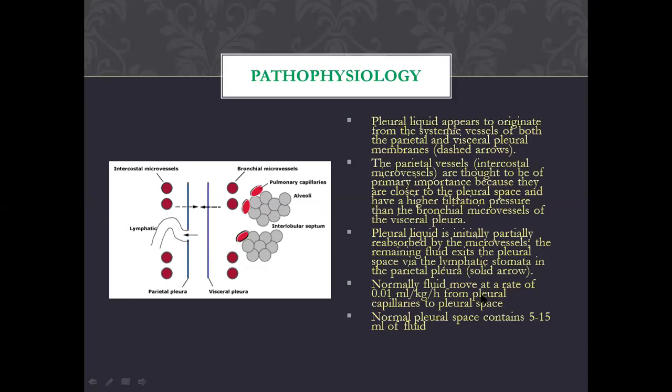Normally, fluid moves at a rate of 0.01 ml per kg per hour from the pleural capillaries to the pleural space, and normally the pleural space contains 5 to 15 ml of fluid. So this is the normal anatomy of the pleura, and how the normal fluid is formed and how the normal fluid is reabsorbed, and there is just 5 to 15 ml of fluid within this space.